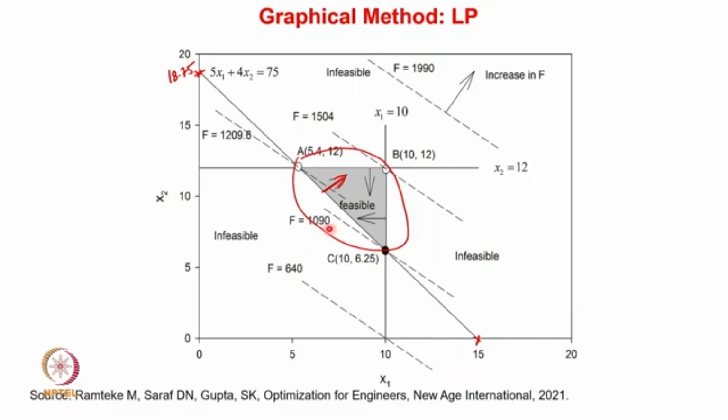And how can we find this out? I just have to look at these three corner points. You can see that in linear programming, the optimum solution has to necessarily lie at the corner points. So in this case, only these three corner points I have to check. This is the optimum solution, corresponding to type 1 machine equals 10 and type 2 machine equals 6.25. This is the solution of linear programming.